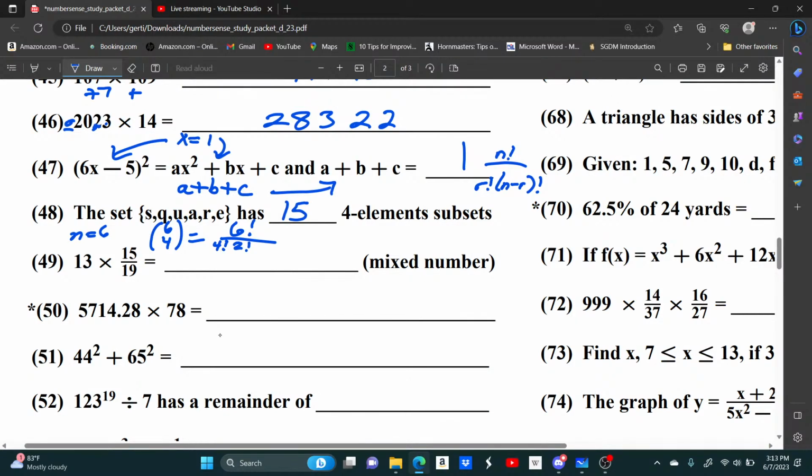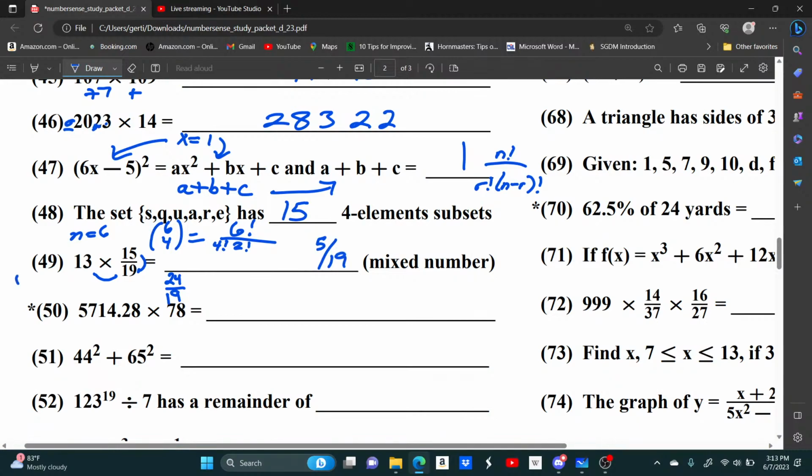Okay, 49, 13 times 15 over 19. So the way you do this, I'm going to start here. I'm going to say 13 minus 19, that's negative 6, and 19 minus 15, that's 4. So my fractional part, I know this is going to be wrong for right now, but I just have to show it, is going to be 24 over 19, right? So what I can do is write 5 over 19 and then carry a 1.